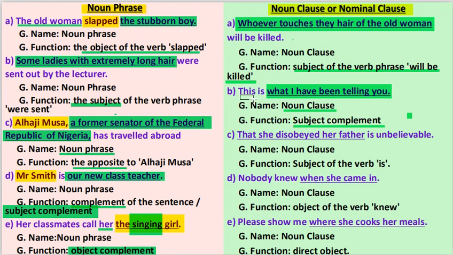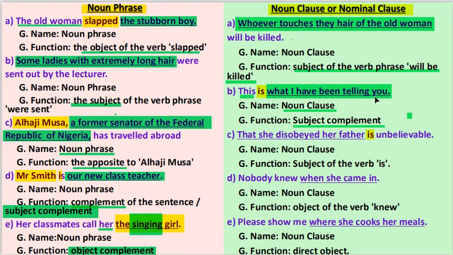Let me quickly tell us how we identify a complement. Whenever you have a linking verb, or one of the verbs be, like is, was, am, were, you are likely to have a complement and not an object. So in this case, it is a complement. It's complementing the subject. This is what I have been telling you. And remember, we said that these noun clauses can be replaced with pronouns. Do you know that we can replace that noun clause, what I have been telling you, with a pronoun?